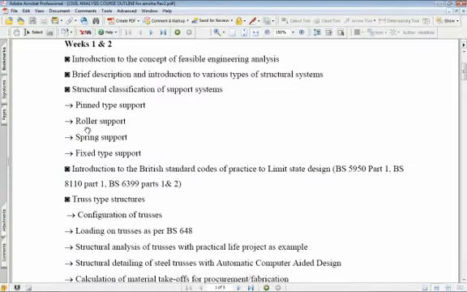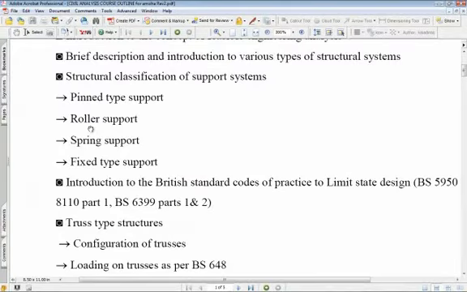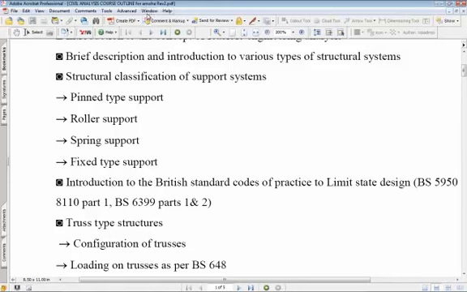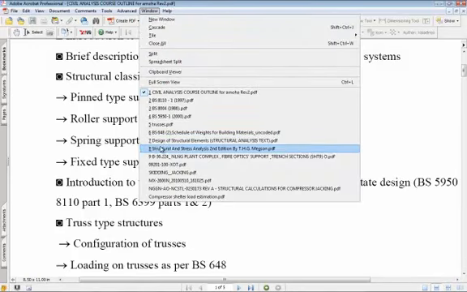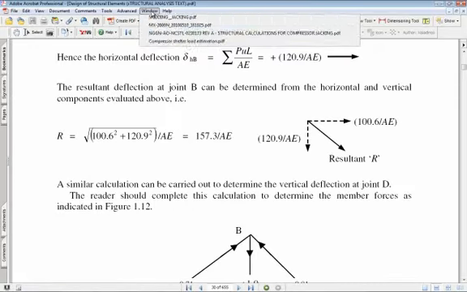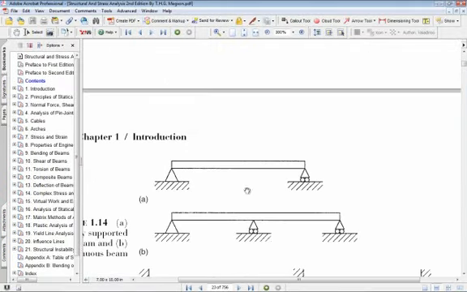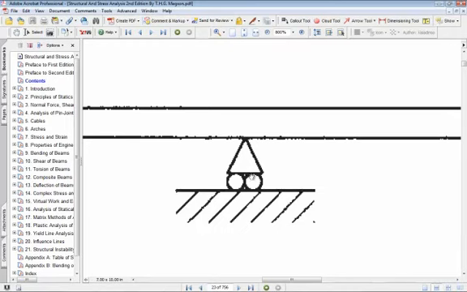Now we have a roller support. In a roller support system, the structure is restrained against movement in the vertical direction only. Now let's look at typical examples of roller supports. This is the diagrammatic representation of a roller support.